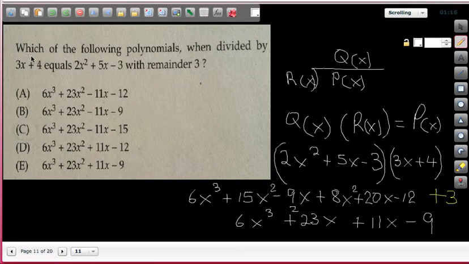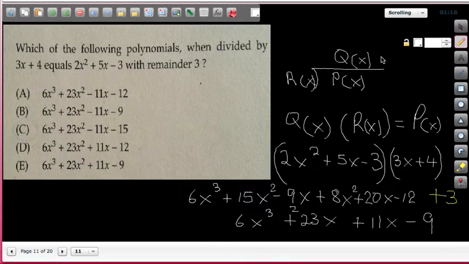Okay, let's read the question. Which of the following polynomials, when divided by 3x plus 4, equals 2x squared plus 5x minus 3? So some polynomial, p of x, is divided by a divisor, let's call it r of x, and we get q of x as an answer. So they're asking for which of the polynomials.